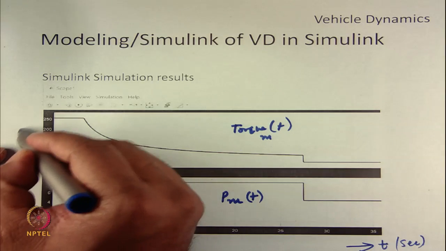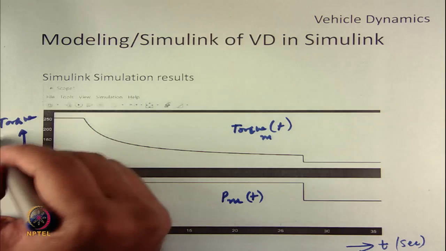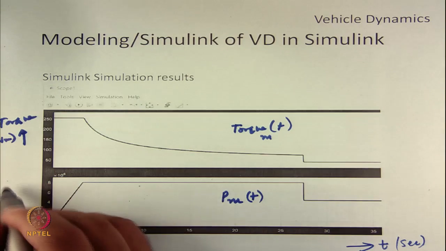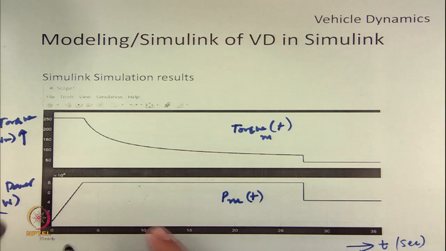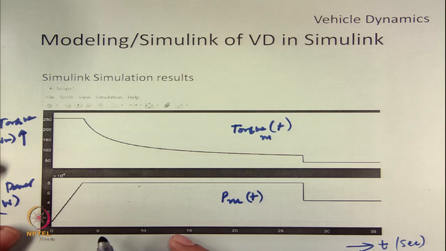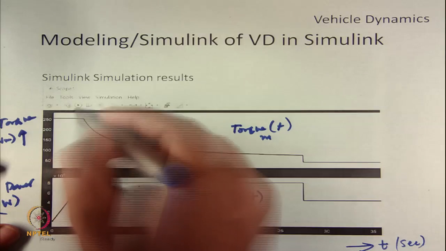This is basically torque in Newton meter, and this is basically power in watts. So, you can say it is 8 into 10⁴. So, roughly, we can see that we have three regions of operation.